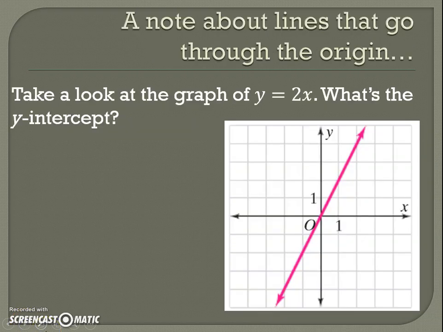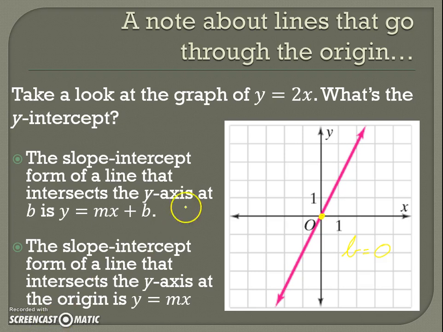Let's keep going. Here's a note about lines that go through the origin. Take a look at this graph. y equals 2x. What's the y-intercept? Well, hopefully you see that the y-intercept is right here, so that we would say that the y-intercept is 0. The y-intercept on this particular graph is 0.